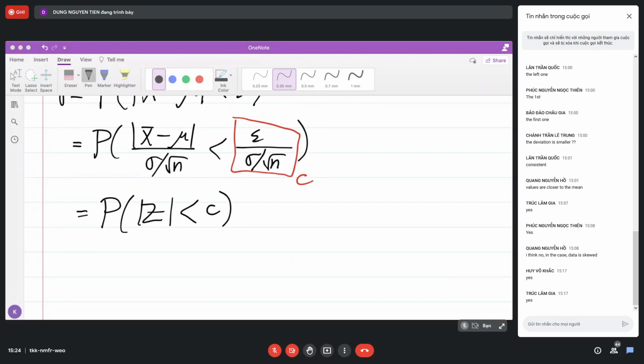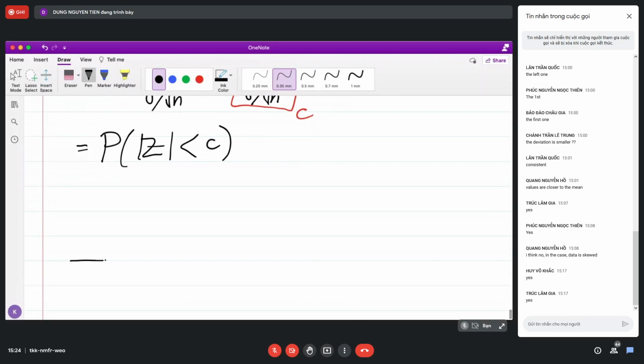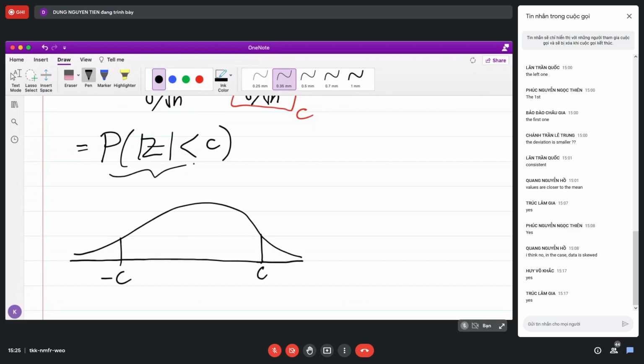All right. Okay, now if I draw the graph of the standard normal distribution, then this is minus c. This is c. So this probability is simply that one. Okay, so you come up with this domain. Clear? Is that clear? Okay.